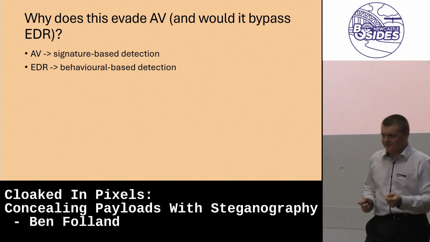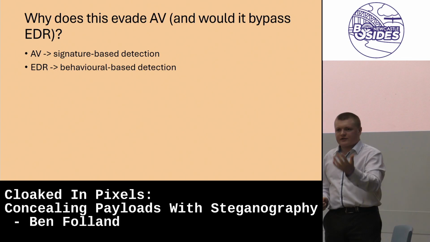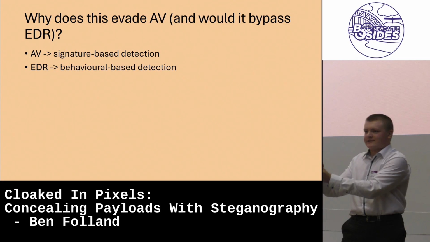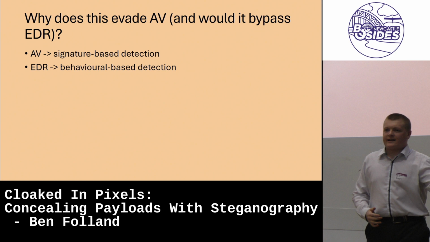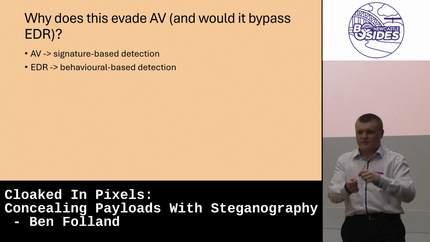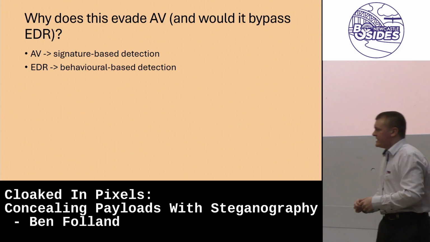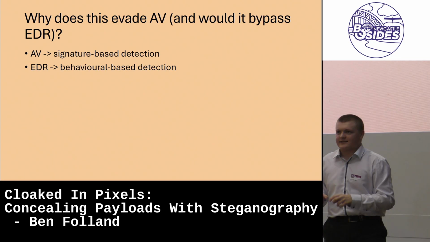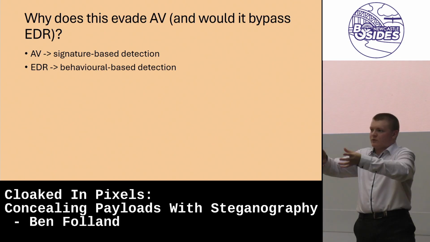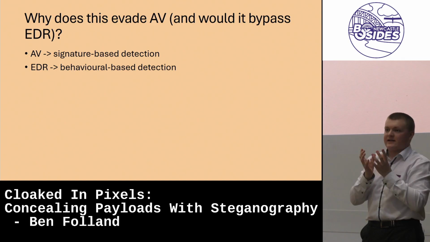Antivirus vendors have signatures for known malicious code, and when a file is written to disk, it will scan against these known signatures. These signatures may be specific strings, they could be YARA rules, they could be hashes. In this case, we've got no malicious signatures stored on disk. It's only dynamically generated when it gets pulled out in memory from the image.